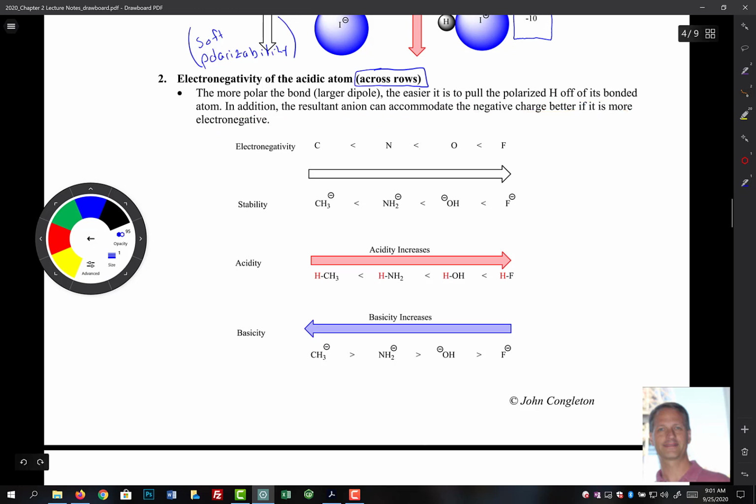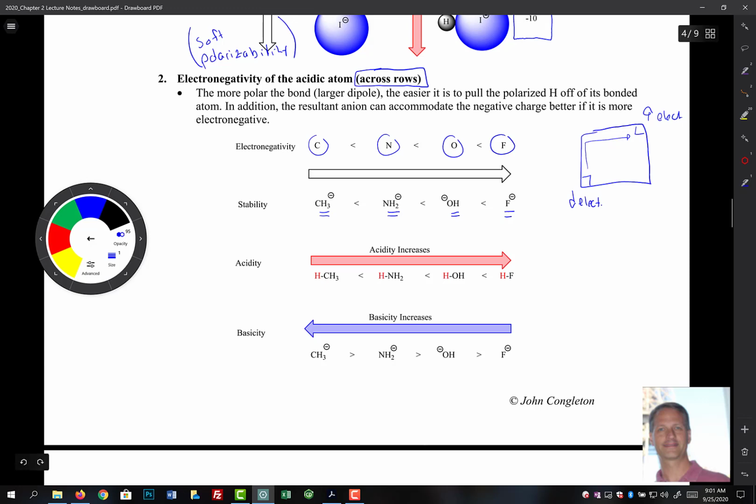Right, so remember our trend in electronegativity. Up here at the top, this is a high electronegativity. Down here at the bottom, this is a low electronegativity. So as we go up and over, we increase in our electronegativity. If we look at our trend here, we have carbon, nitrogen, oxygen, fluorine. This is across our row here. And the stability of these anions is fluoride is more stable than hydroxide, more stable than amide, and more stable than this carbanion.